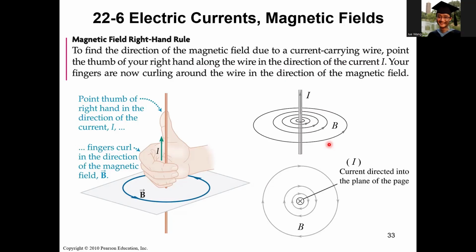Okay, so if there is a straight wire, it carries a current. We point our right-hand thumb towards the current direction, and then the fingers will be curling around the field direction. So basically, around a current carrying straight wire, there will be loops of magnetic fields.